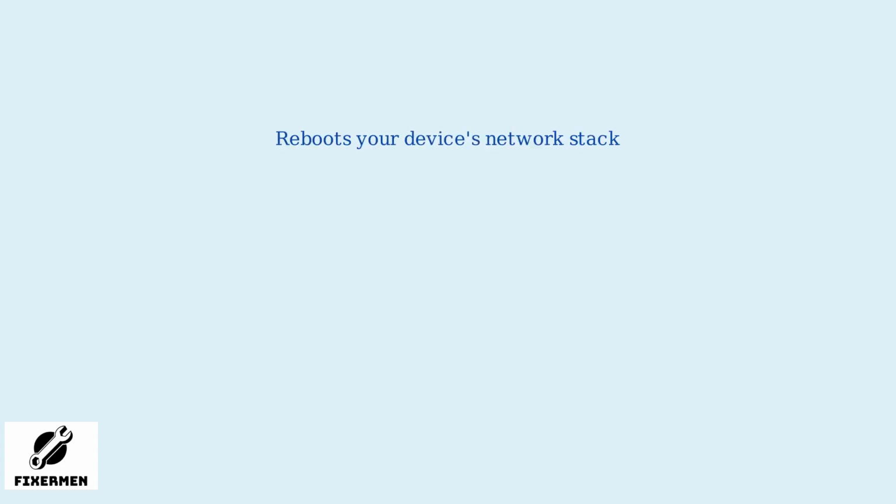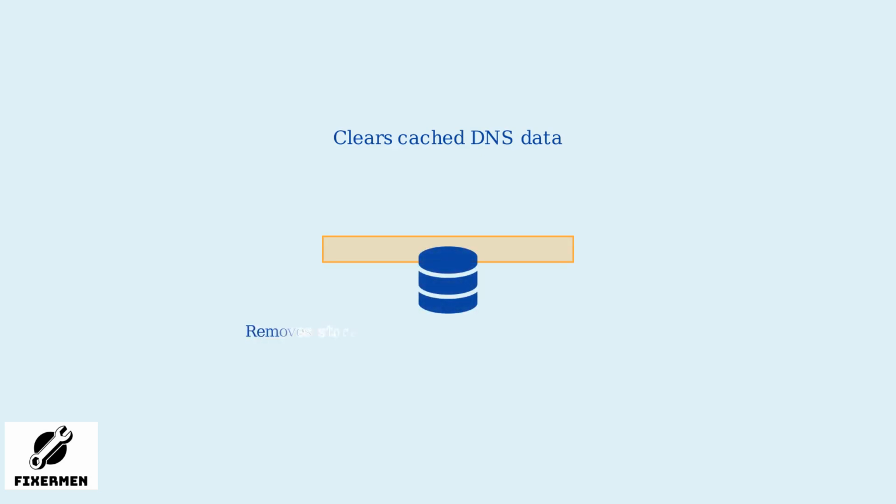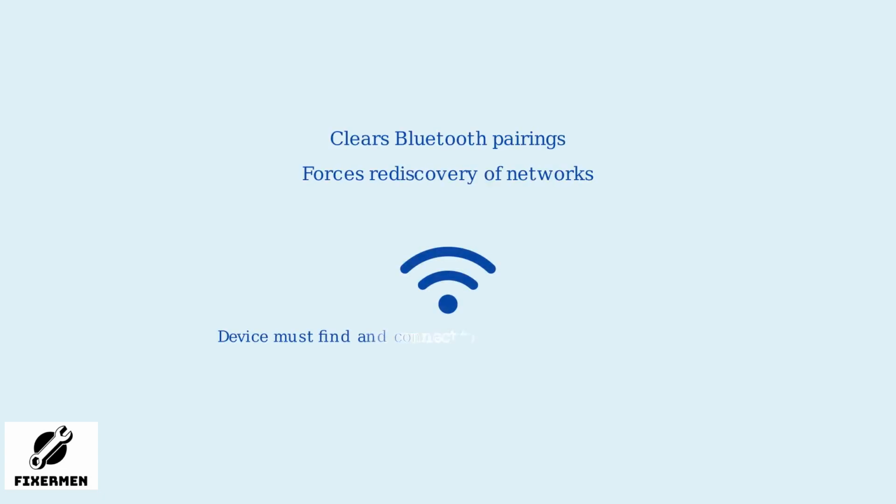It reboots your device's network stack, which is the collection of protocols and layers that manage network communications. It clears cached DNS data, removing stored information about website addresses to ensure fresh network lookups. It clears APN settings for cellular connections, resetting the access point names that control mobile data. It also clears Bluetooth pairings and forces your device to rediscover all available networks, ensuring fresh connections.